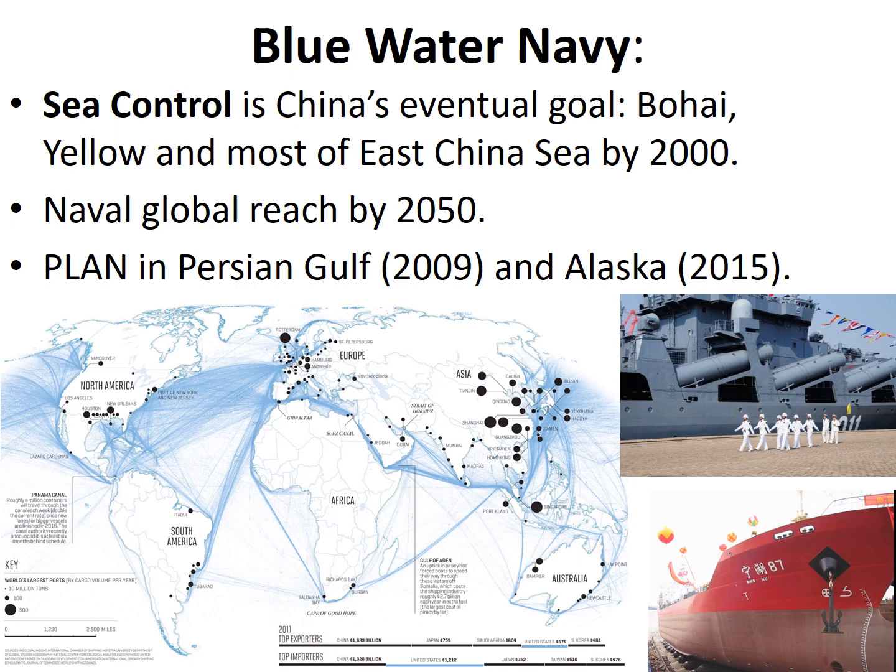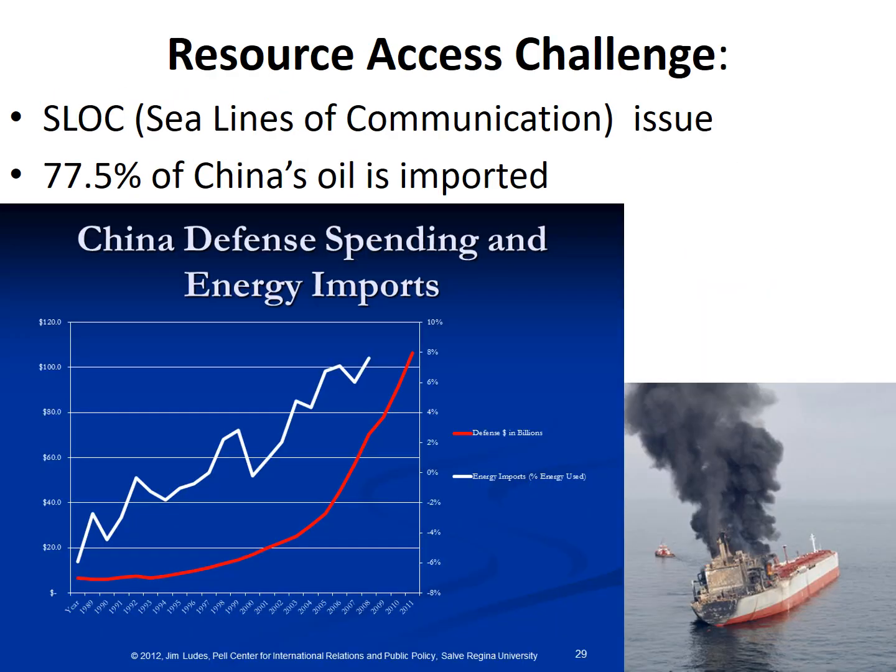Yeah, you can see that here the People's Liberation Army Navy had sent ships to the Persian Gulf by 2009 and past Alaska into the Arctic by 2015. So there's a general resource access issue. Naval procurement is driven by the Taiwan scenario in China, as well as the protection of the sea lines of communication. The problem is that China gets its fuel from the Middle East, which is very far away. It has to go through the Persian Gulf and then the Strait of Malacca.